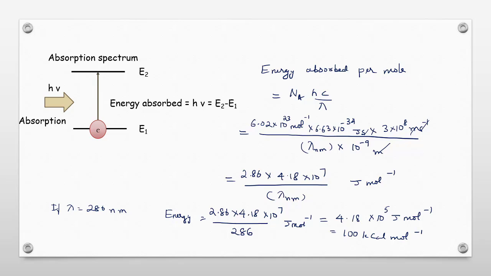So absorption of 4.18 into 10 raised to 5 joules per mole, or 100 kilocalories per mole, or absorption at 286 nanometers, is sufficient to bring about many chemical reactions.